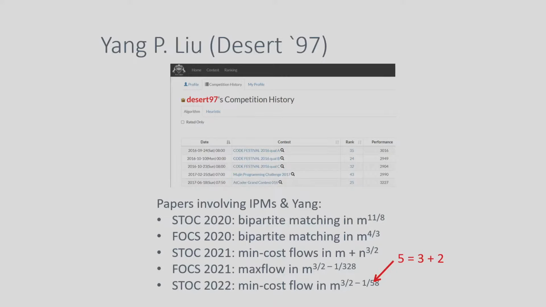This is his AtCoder record. He basically just showed up, and his ranking was just like, yeah, he was basically performing at the 3000s level. Over the last couple of years he worked on this kind of second order optimization for network flows, and these are the papers. He was the one that first got the 11 over 8, so that's the 1.375.